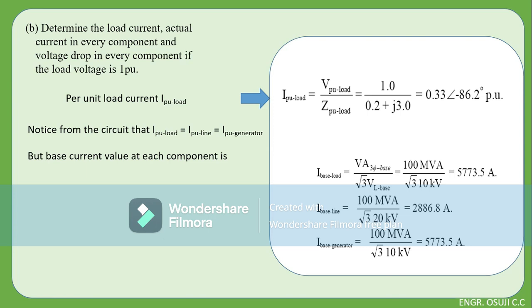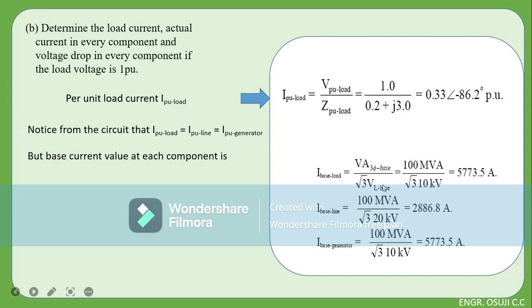Now remember that we know from the first formulas that we gave to you that the per unit current is equal to the actual current all over the base current. So now what are we going to do here? Well, for us to get the actual current, we need the base current because we already have the per unit current. So how do we calculate the base current? Remember the formula we gave to you for base current in a three-phase system, where we say I base load is equal to S base all over root 3 times V base.